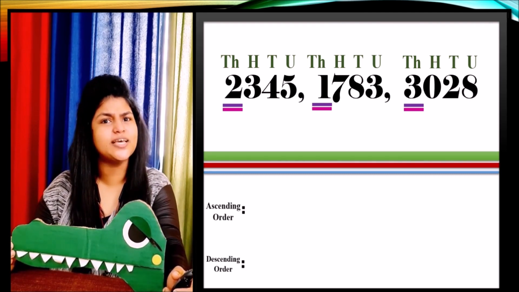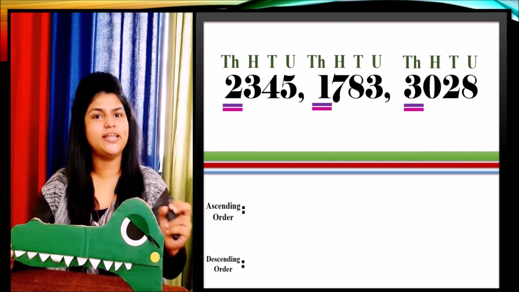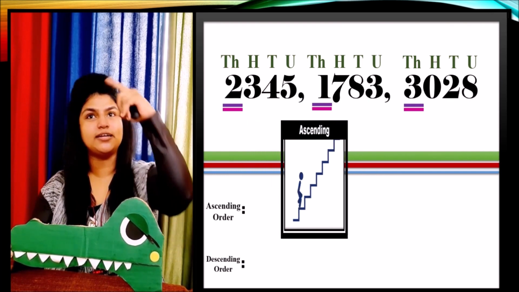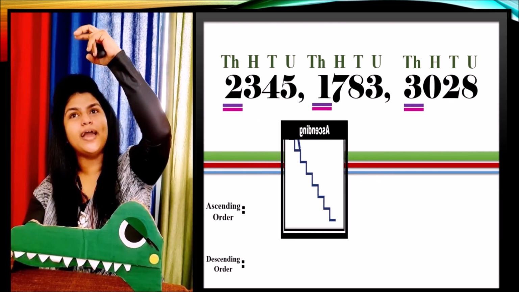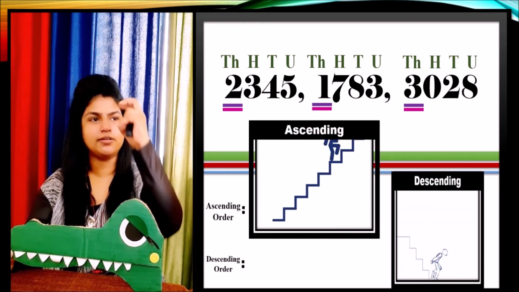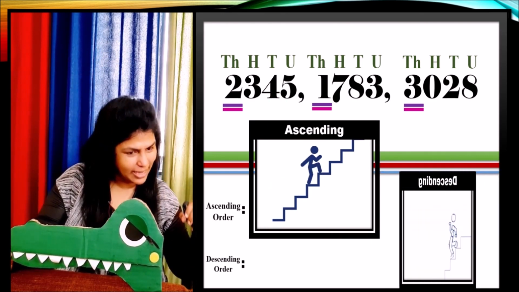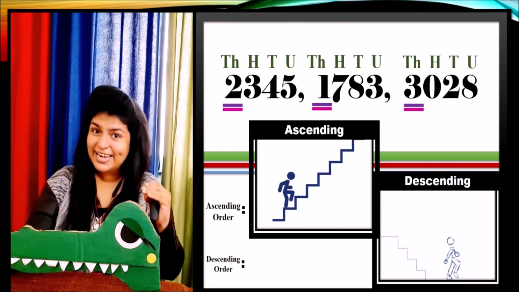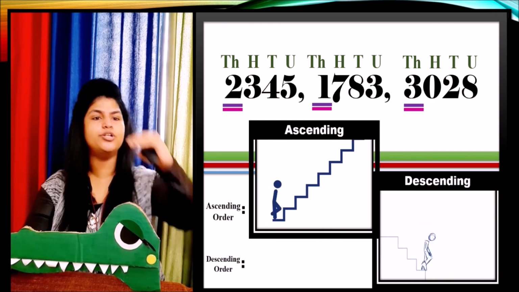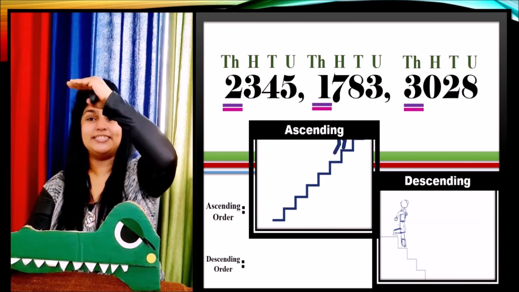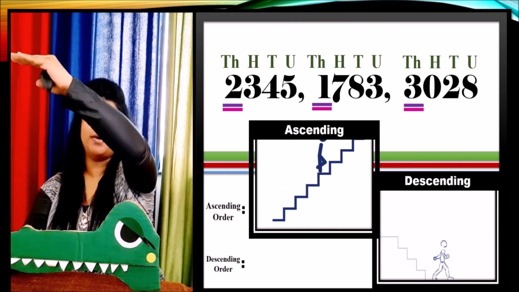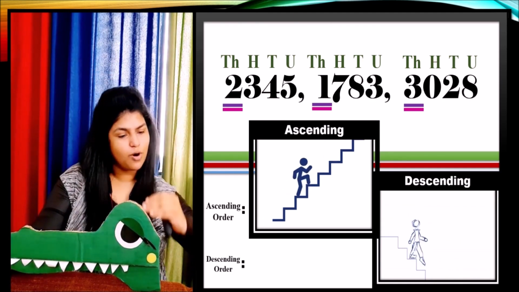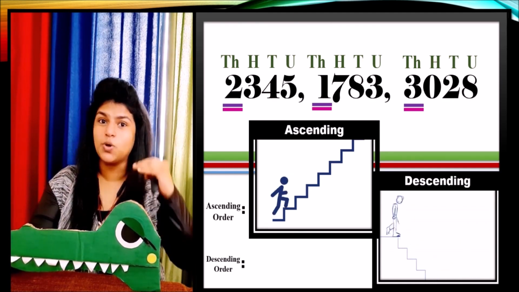Now, how about we write this in ascending and descending order? Well, you should know what's ascending and descending order. Ascending means going up. And descending means coming down. So ascending means small to big and descending means from big to small. So we're going to write in that order.